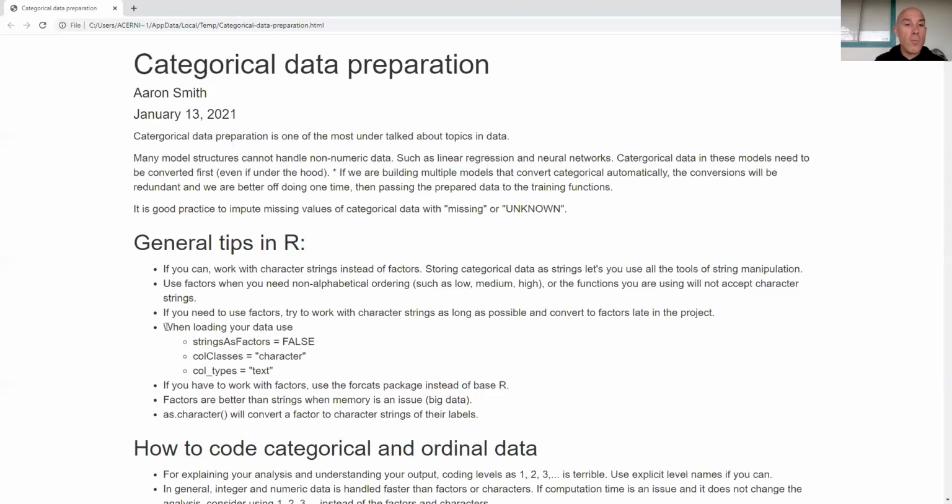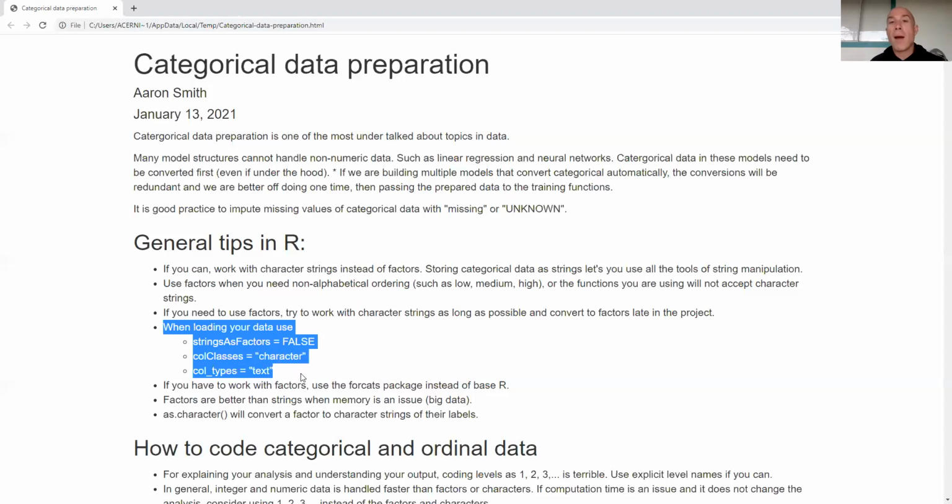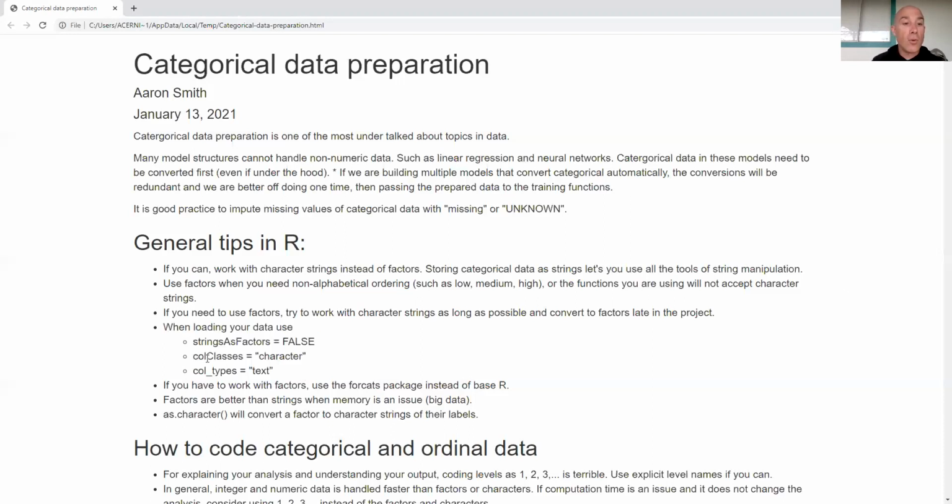Now, one thing I do when I load my data, I try to never load factors at all because they're just kind of clunky, they're difficult to work with. So I just go ahead and try to load everything as a character string. In fact, a lot of times on my data sets, I load everything as a character string. So these two commands will do this. Here, this is if I'm using base R, colClasses equals character. If I'm using the readxl package, then col_types equals text will read everything as text.